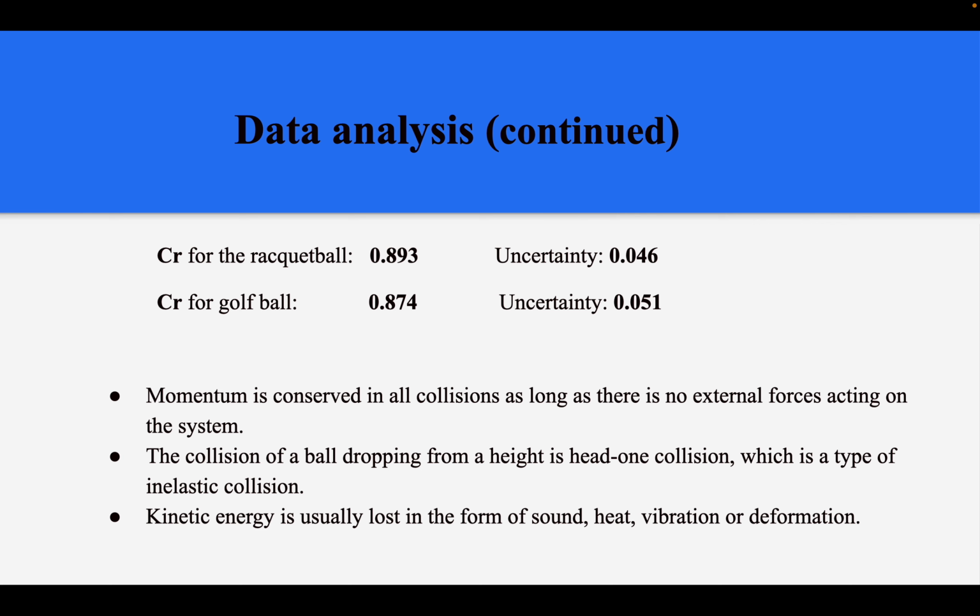Given a summary of our data analysis, we found that the coefficient of restitution for the racquetball was 0.893, and for the golf ball was 0.874, and the uncertainties for the racquetball was 0.046, and for the golf ball 0.051. These uncertainties and coefficients of restitution are very close to each other, and this might be because of the material they were made of and how they behave against the surface that they were being bounced off or colliding with. In this case, it was a rigid surface.